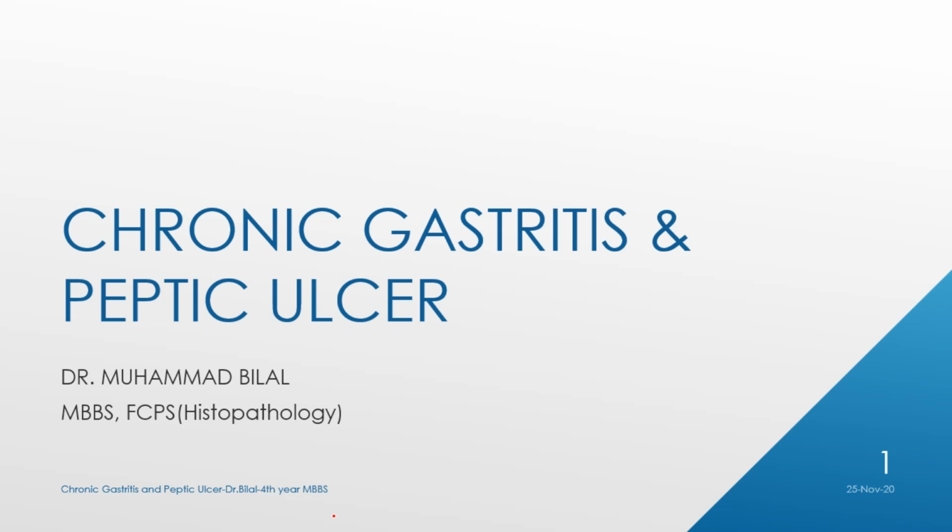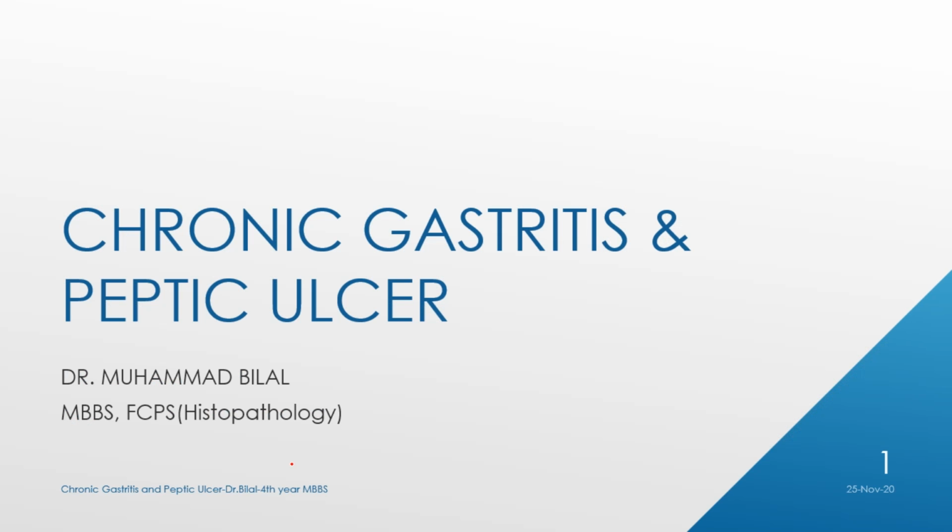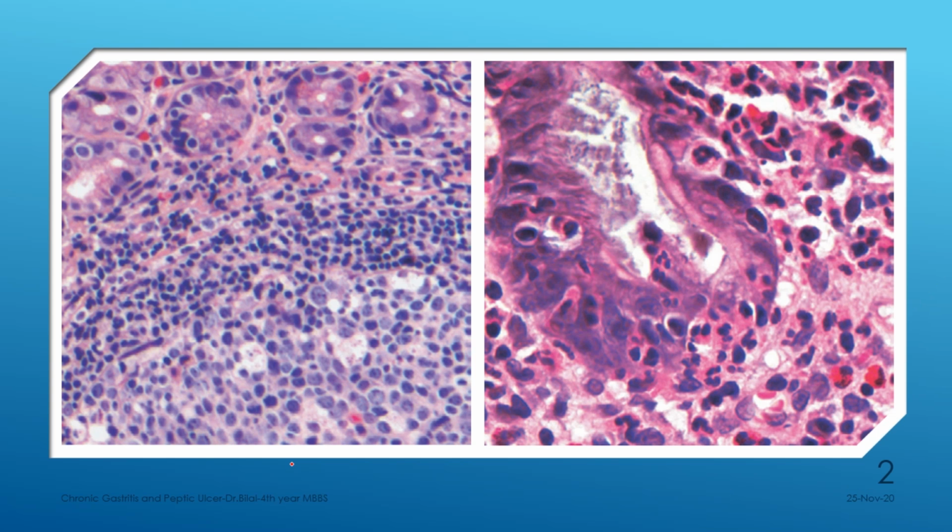Right, ladies and gentlemen, the topic of discussion now is chronic gastritis and peptic ulcer. Again, the details are in the lectures. We'll focus on gross and microscopic morphologies. First is about chronic gastritis.